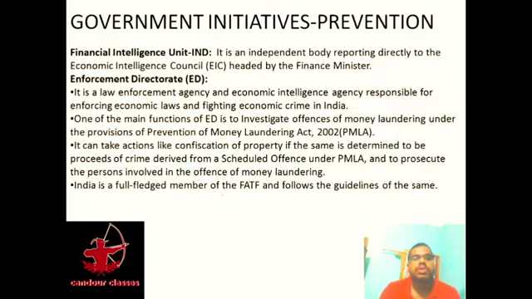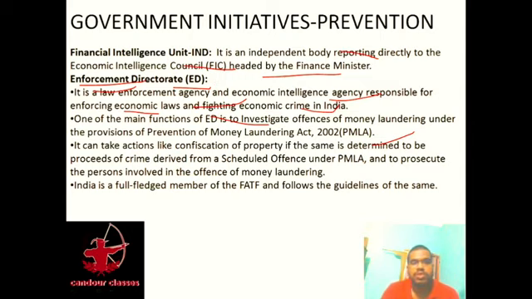Okay. Then the Financial Intelligence Unit is an independent body reporting directly to the Economic Intelligence Council (EIC), headed by the Finance Minister. Then the Enforcement Directorate (ED) is a law enforcement agency and economic intelligence agency responsible for enforcing economic laws and fighting economic crime in India.